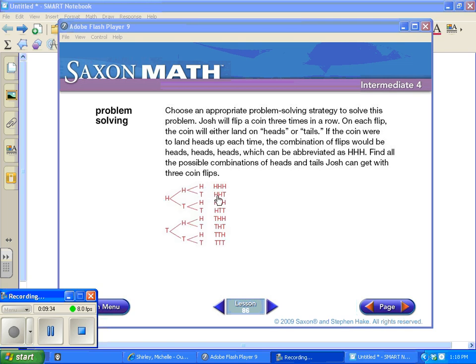So take a look at this. We could have heads, heads, tails, or heads, tails, heads, or heads, tails, tails. Now from this point on, they're going to reverse it. Tails, heads, heads, which is opposite of this one, tails, heads, tails, which is opposite of this one, or tails, tails, heads, which is opposite of this one. And then you have your all tails, which is opposite of all heads. So that's 1, 2, 3, 4, 5, 6, 7, 8 different combinations. And we are finished.